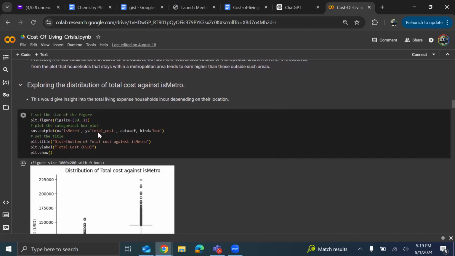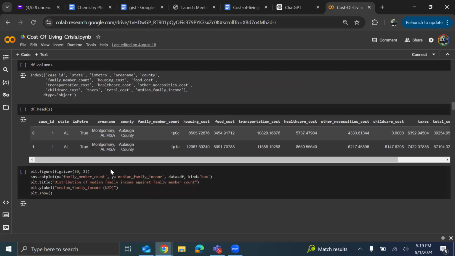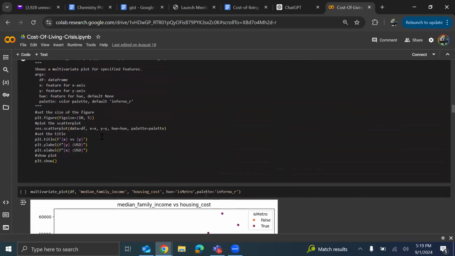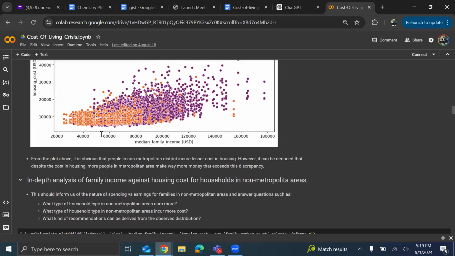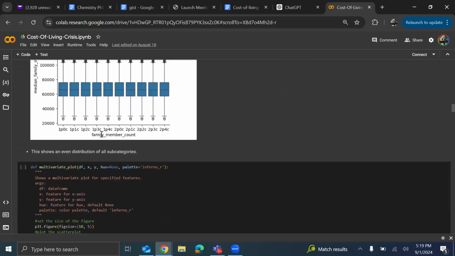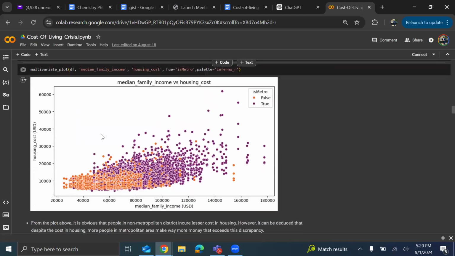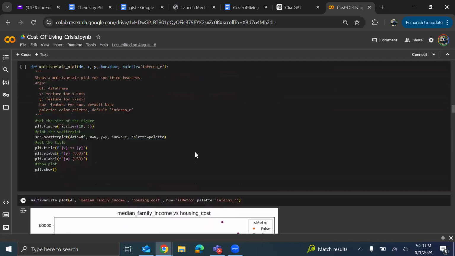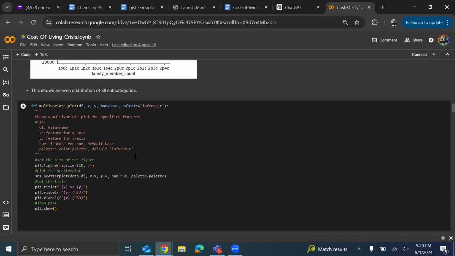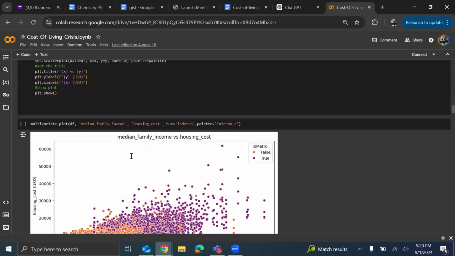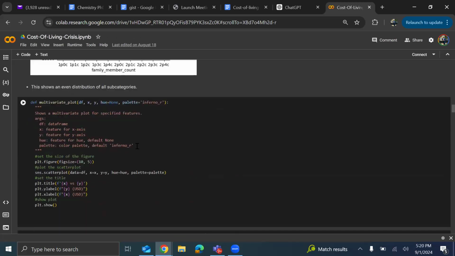So these are just the plots, and you can go through them. I ensured that whatever plot I made, I explained the outcome. I also designed another function for multivariate analysis. Now I'm doing multivariate analysis.